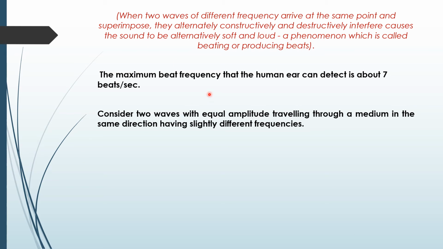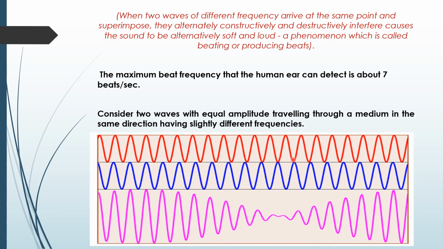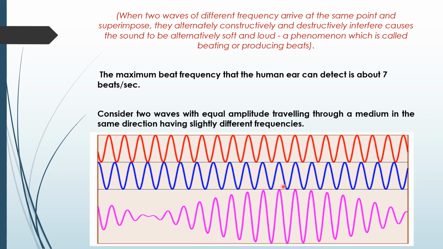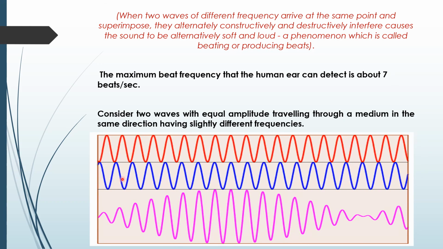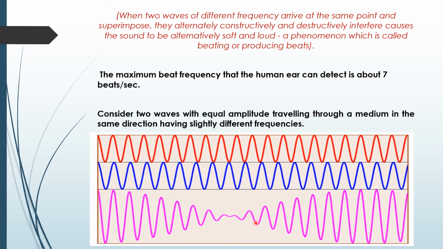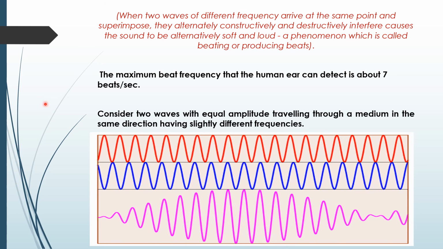So now we are going to derive the expression for the beats. For that, consider two waves with equal amplitude traveling through a medium in the same direction having slightly different frequency. So here we have two waves of equal amplitude but different frequencies and moving in the same direction. When they superimpose, then we get constructive and destructive interference, so we will see it later.